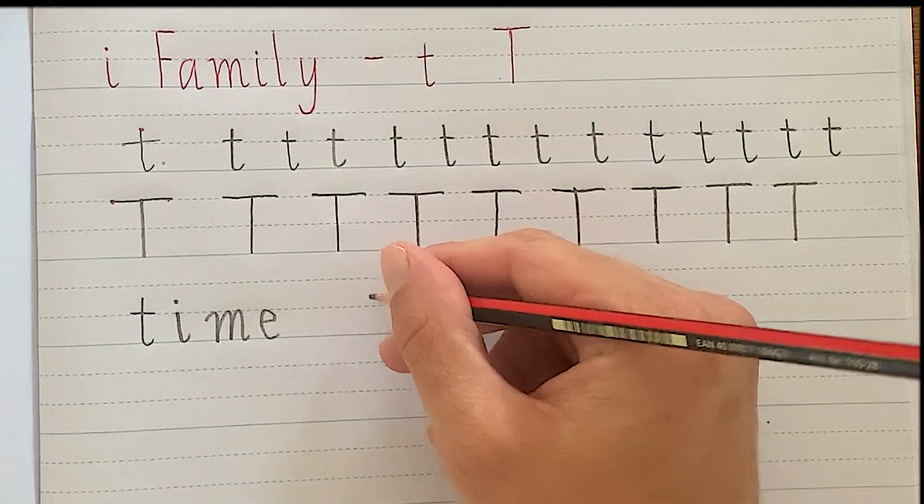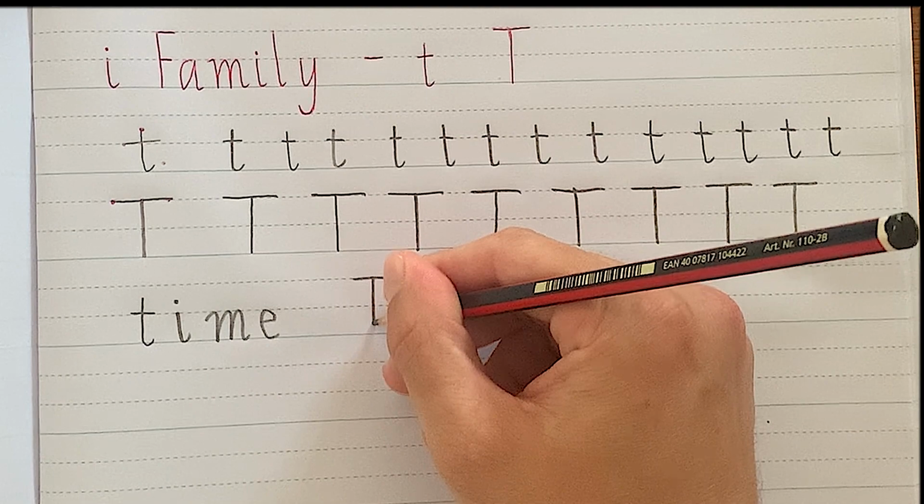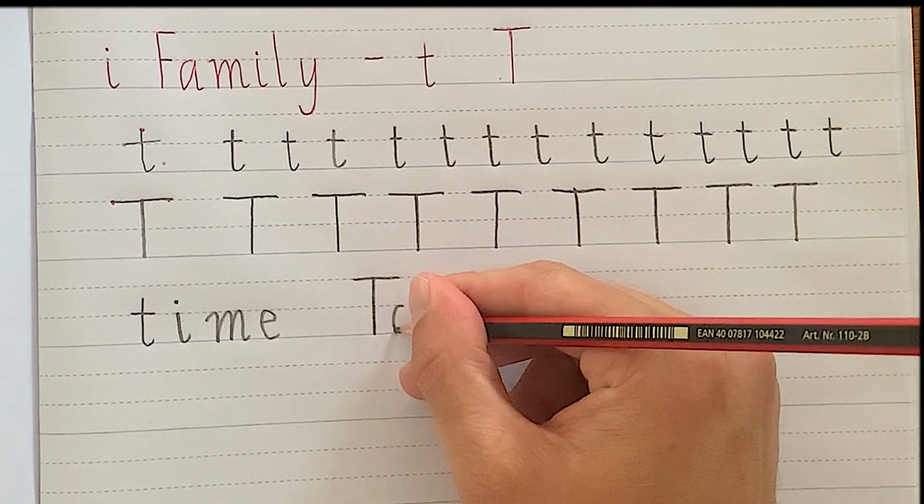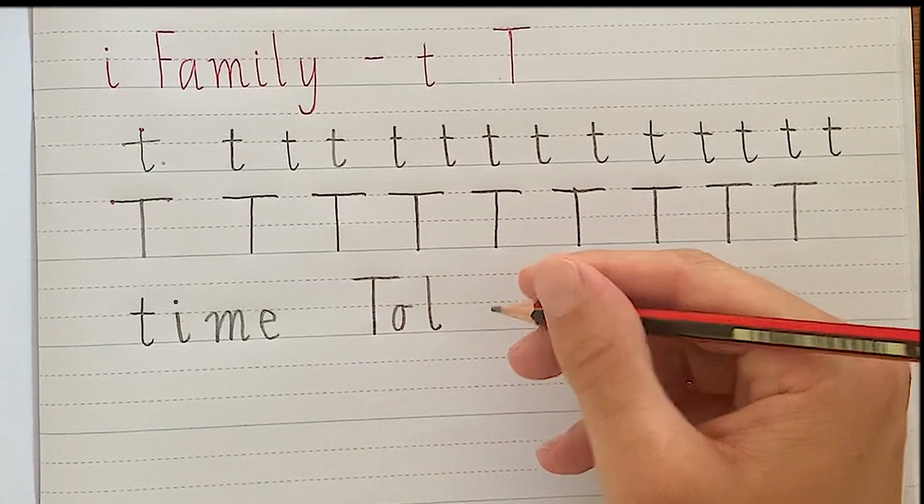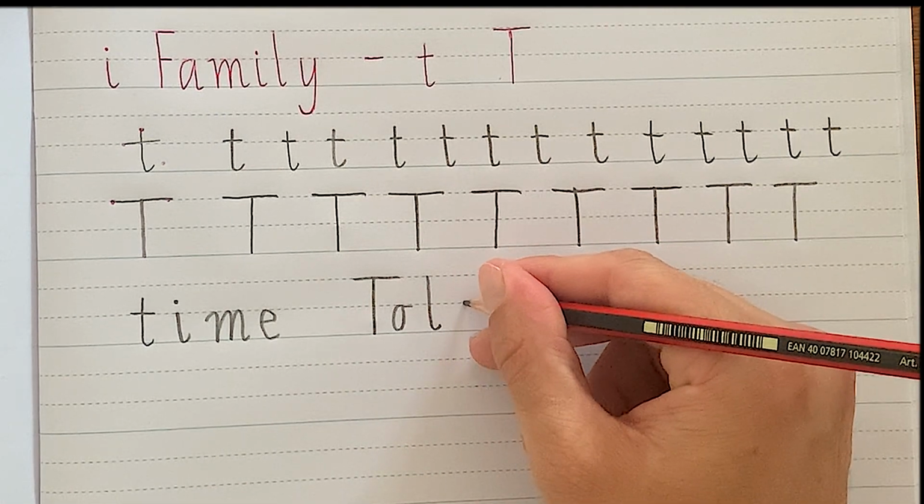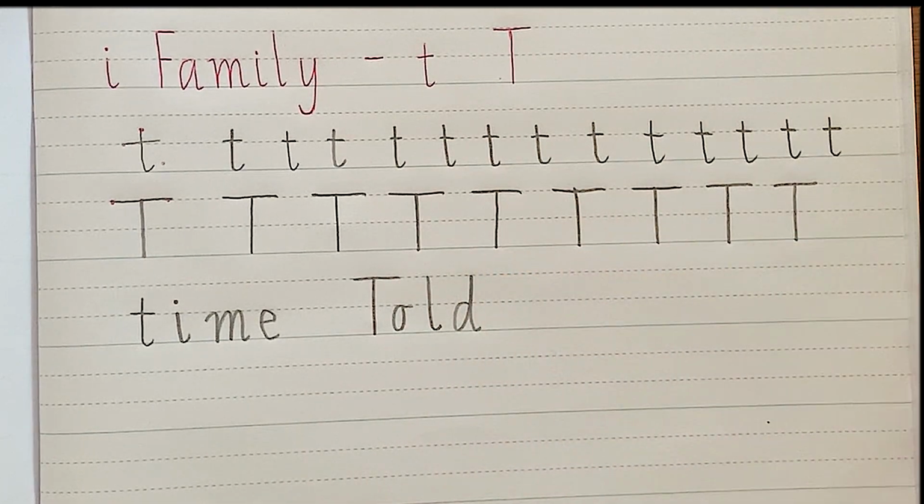Next word is told, and I'm going to write told with a capital T. There's the T. Then an O. Got an L, which is another one of the I family letters. And a D. There's told, so you can practice a couple of tolds.